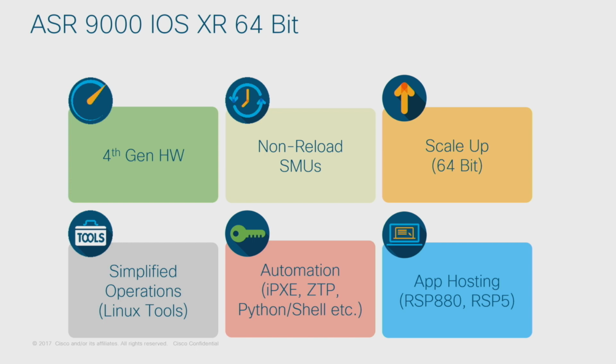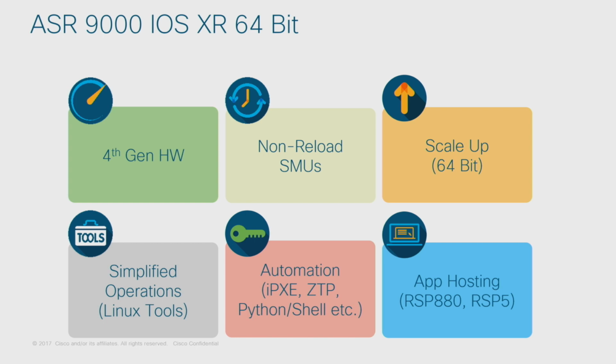So the 9K has adopted this more Linux-based IOS XR, which provides a modern infrastructure, whether it's the software distribution model using RPMs, or utilizing some of the readily available Linux operation tools to manage the systems like 9K. And this, of course, provides a native 64-bit scale so that we can support higher route scale for those customers who need a little more than what we have supported on previous or classic IOS XR.